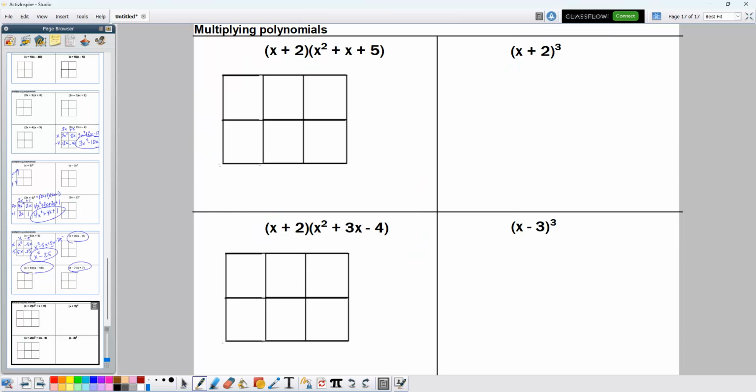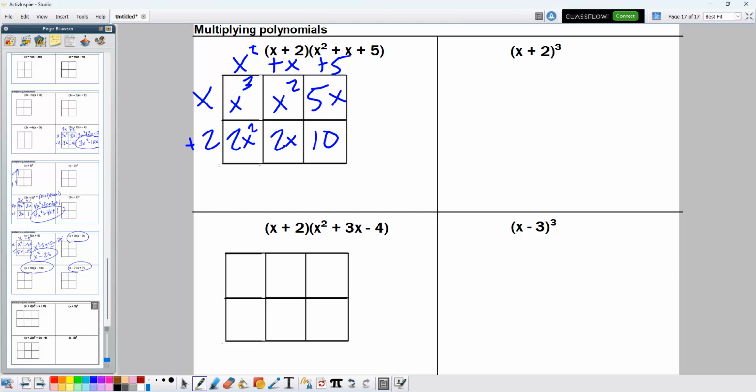Next, I've got x plus 2 times x squared plus x plus 5. I got a bigger box. So I got x plus 2 and I got x squared plus x plus 5, just like that. Same kind of stuff, I just got to fill in a bigger box. So x squared times x would be x cubed. X times x would be x squared. 5 times x would be 5x. X squared times 2 would be 2x squared. 2 times x would be 2x. 2 times 5 would be 10.